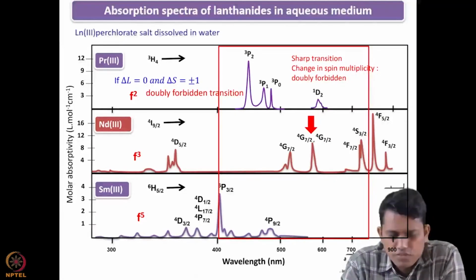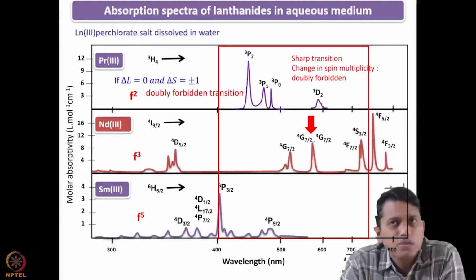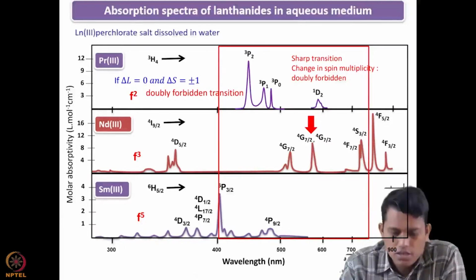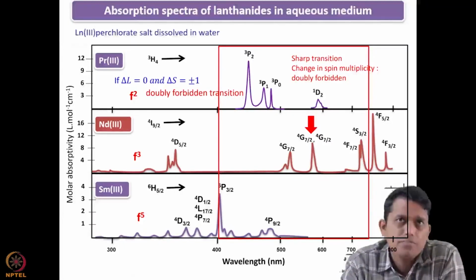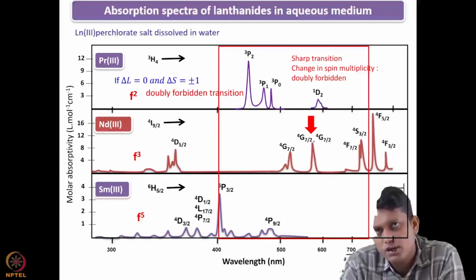Now one thing, if you look very carefully, is that these are very sharp transitions. The sharpness comes from the deeply buried orbitals, because the transition is between f and f orbitals, so they are deeply buried and not much influenced by the external environment.